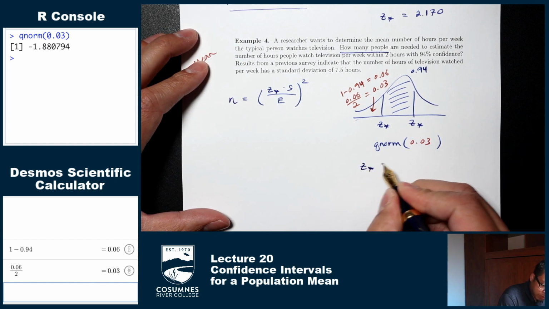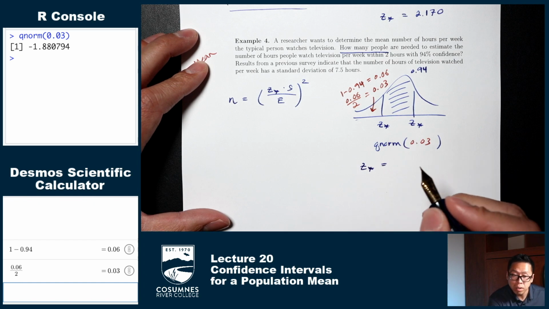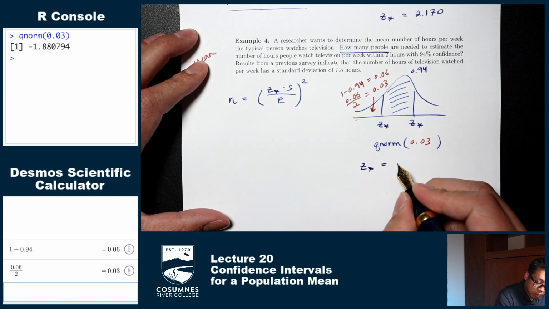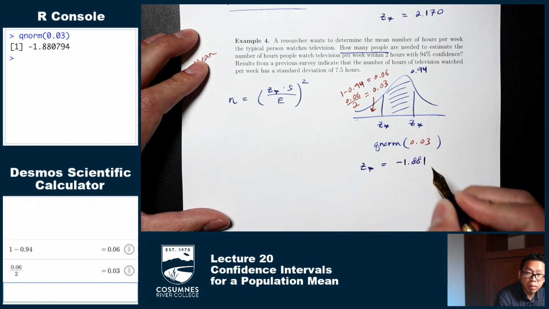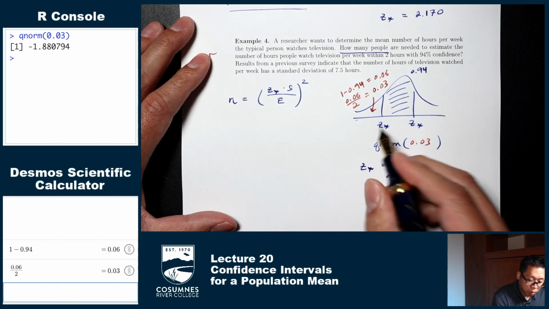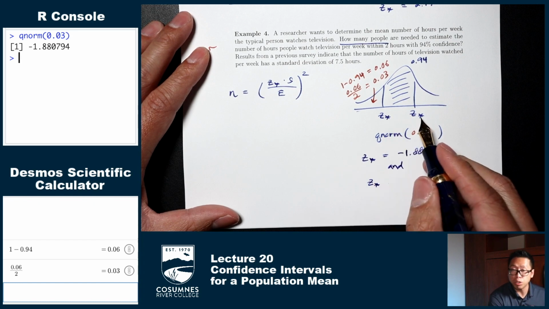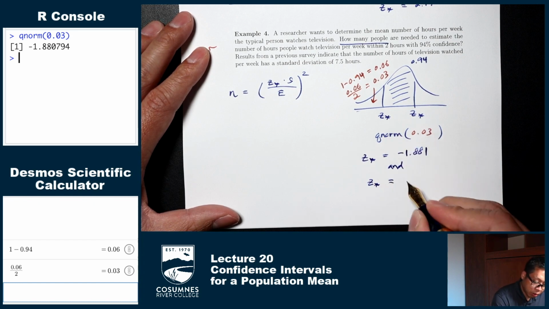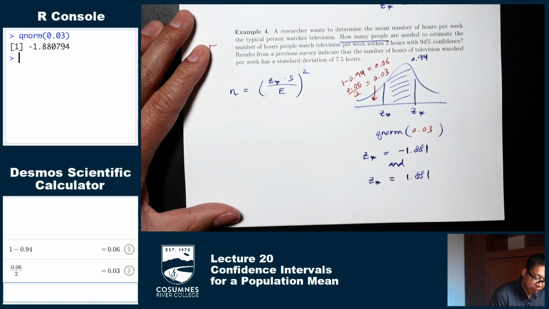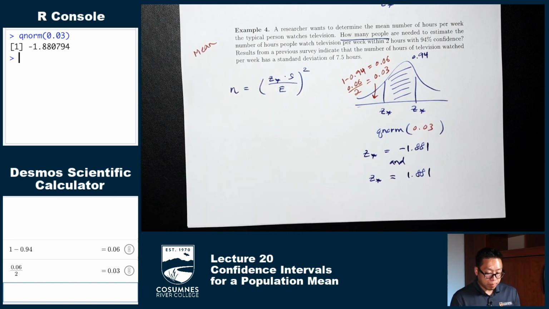So z star, the one on the left, is going to be negative 1.881. The one on the right should be the positive version, so positive 1.881. Okay, that's going to go in for z star.